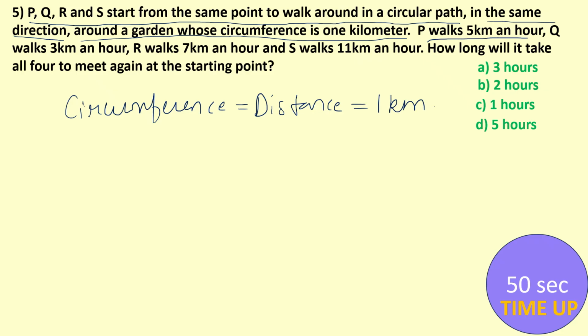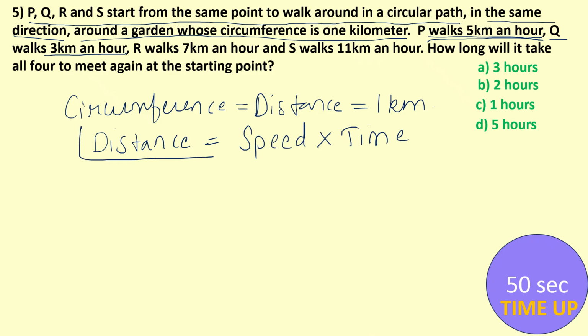P walks 5 kilometer an hour. Q walks 3 kilometer an hour. Okay. So what is this given? P walks 5 kilometer an hour. An hour means, so P's speed is given. So distance is speed into time. This is the formula. Correct?